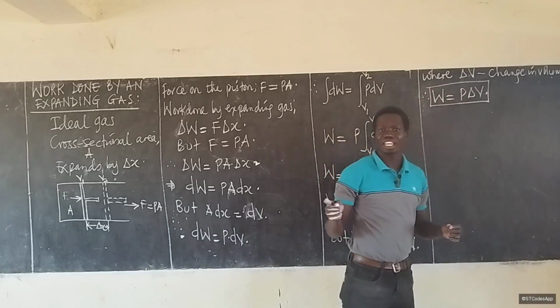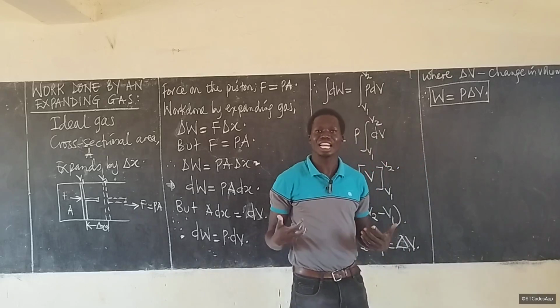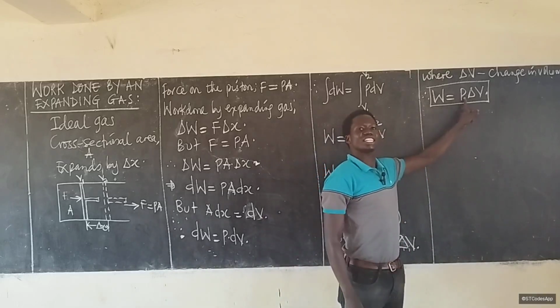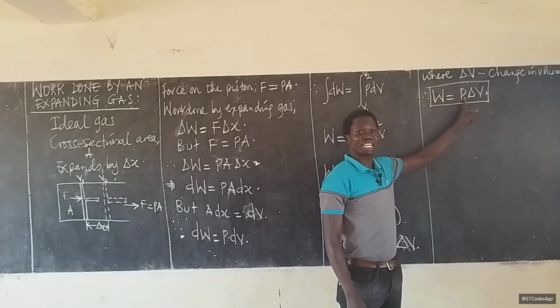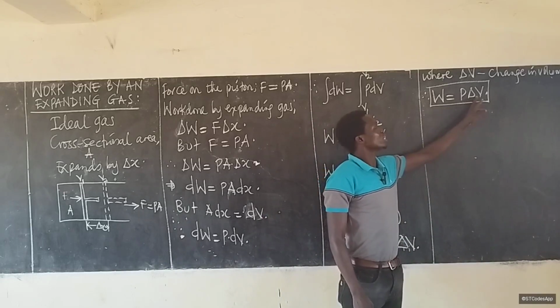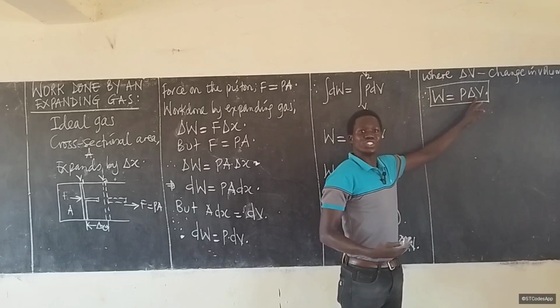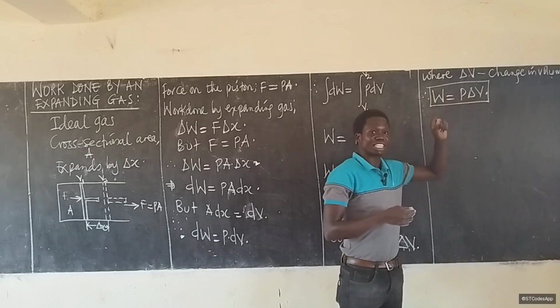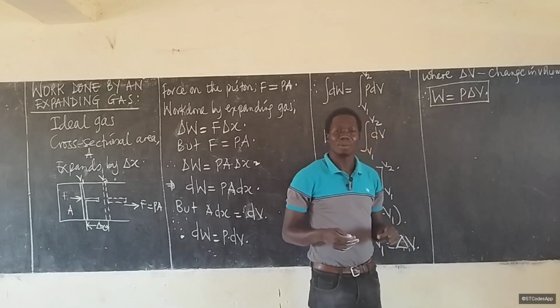Generally, if we are to get the work done by an expanding gas, we need to know the pressure being exerted by that gas on the cylinder, and we need to know the volume change from what value to what value. Just get the difference, multiply them, and that will give us the work done by an expanding gas.